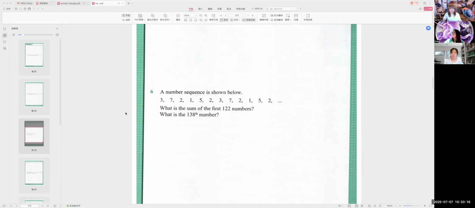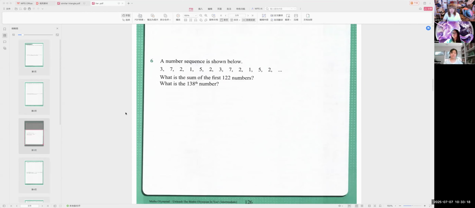Okay, so let's take a look at the last question. A number sequence is shown: 3, 7, 2, 1, 5, 2, 3, 7, 2, 1, 5, 2. What is the sum of the first 122 numbers and what is the 138th number?